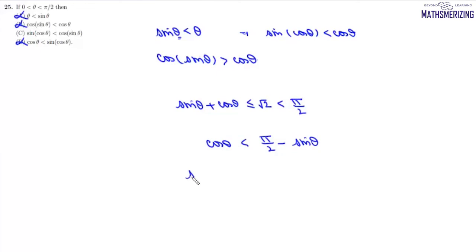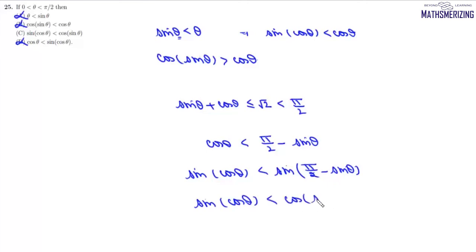Now if we take sine on both sides, we can write sine of cos theta will be less than sine of pi by 2 minus sine theta. That is, sine of cos theta will be less than cos of sine theta, which is your option C.